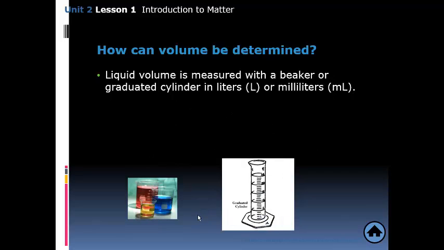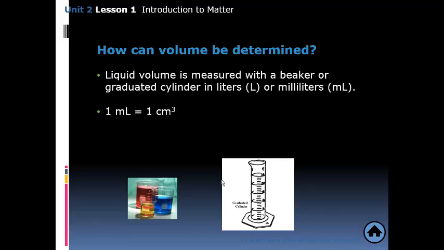Another way of determining volume, if you have something that's irregularly shaped, is to use a liquid volume measurement. Liquid volume is measured with a beaker or a graduated cylinder, and it's usually measured in liters or milliliters. So you've already used a graduated cylinder in Thinking Like a Scientist. You measured out 5 milliliters of liquid oil, I believe, and 10 milliliters of water, or 15 milliliters of water, something close to that. So you've already used this. So you can use a graduated cylinder or a beaker.